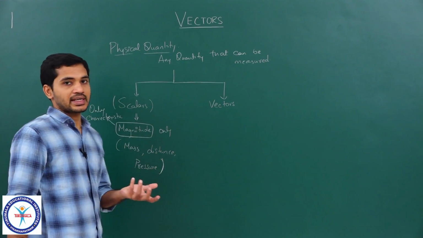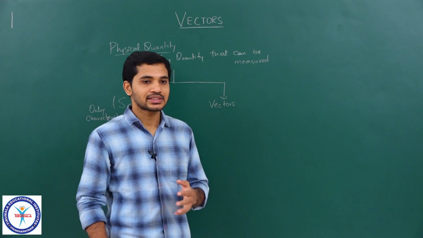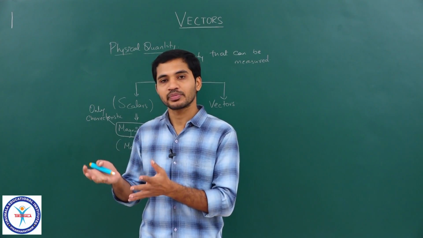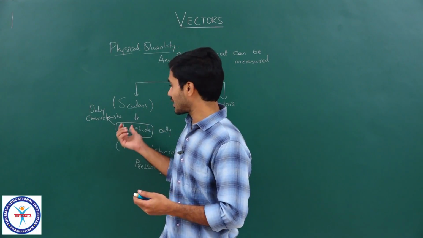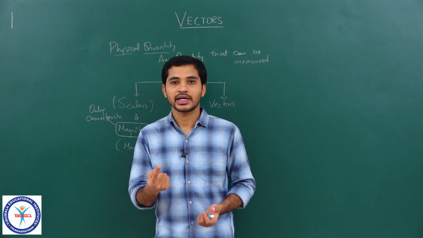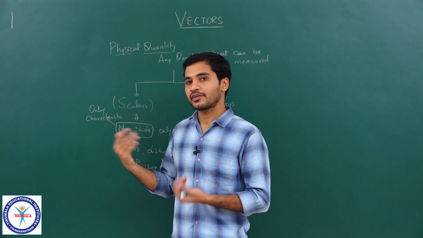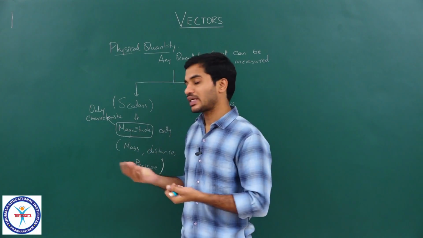So, you understand what characteristic means, right? Characteristic is something which defines that quantity. Clear? What defines a particular quantity. So, in case of scalars, there is only one characteristic, the magnitude. Only magnitude can define that quantity. Clear? So, that is the idea.